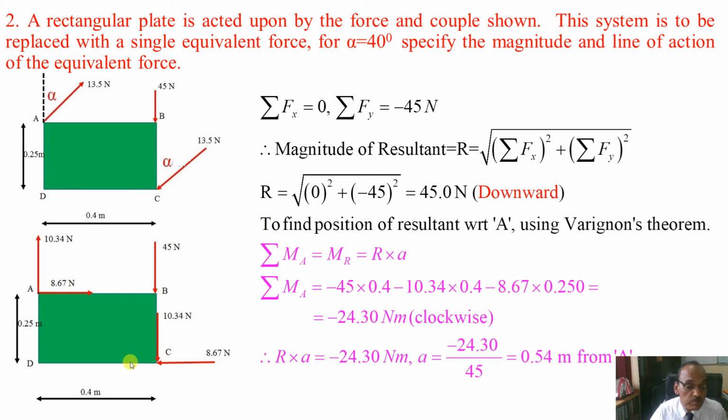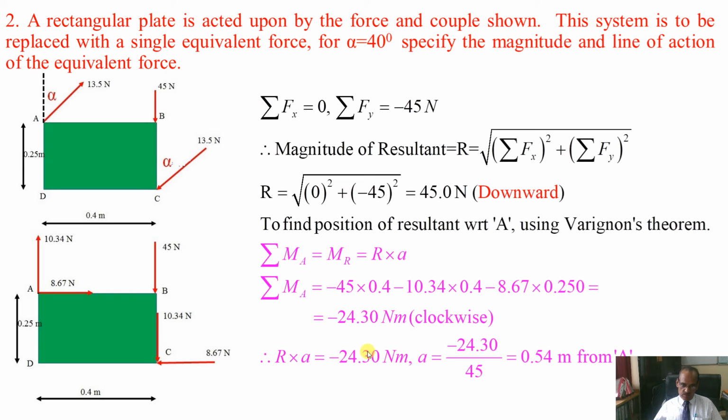8.67. How will it produce movement? About a clockwise, and that's why minus 8.67 into 0.25. This vertical distance is 0.25. Now you will find this force, the moment is 0. Why? It is passing through the same point, and that's why it is 0. So the total moment comes to minus 24.30 Newton meter.